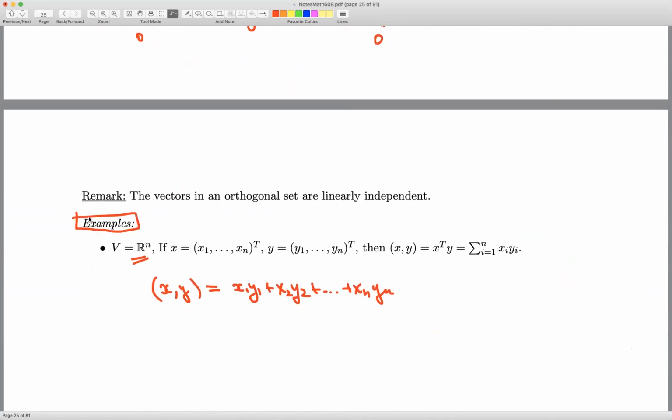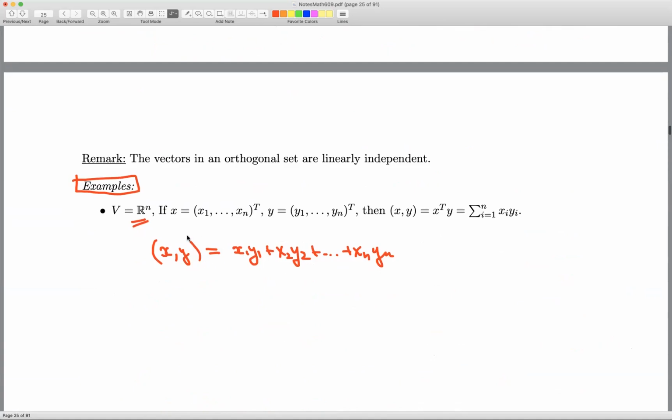So one has to sit down and look at the definition of this mapping, which is a mapping from Rn cross Rn to the real numbers, and show that the mapping defined through this formula satisfies condition 1, condition 2, and condition 3 in the definition of an inner product space, and therefore it is a scalar product.